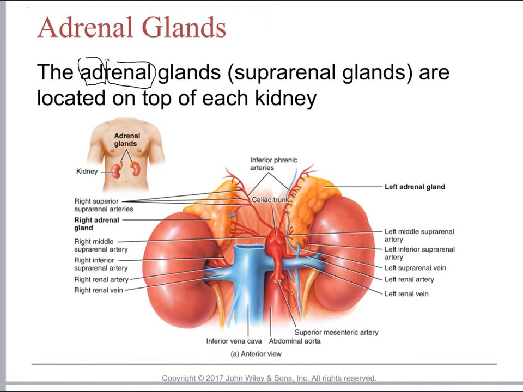So we're talking about on top of the kidneys. Ad means on top, renal means kidney. So we're on top of the kidneys. They're also known as suprarenal glands, for superior to the kidneys. And again, their location right here, retroperitoneal, on top of our two kidneys.